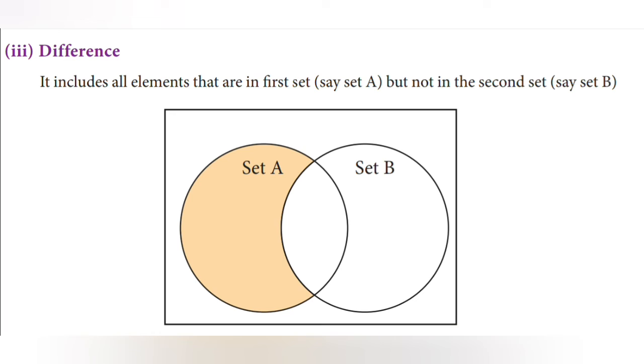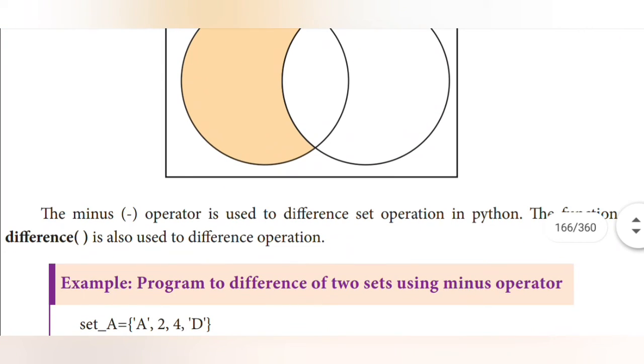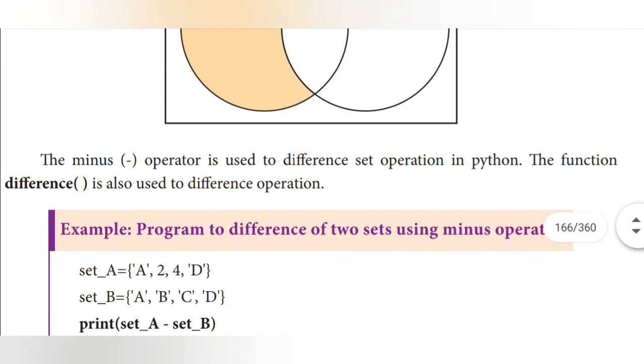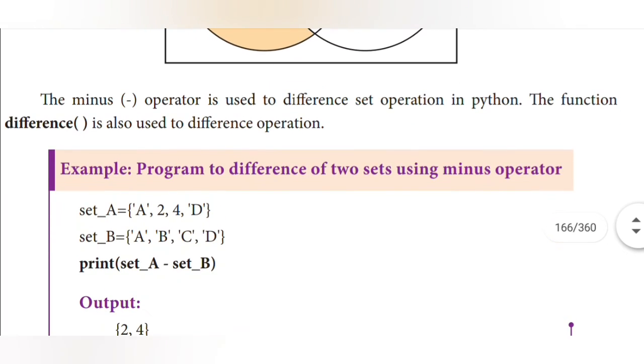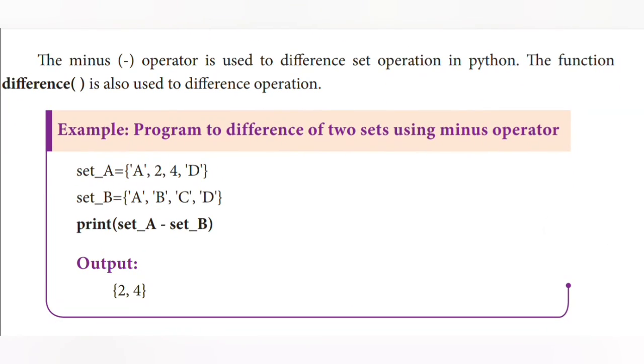Difference includes all the elements that are in the first set but not in the second set, say set B. So difference means it takes all the elements of set A and omits the common elements, and the set B elements also. The symbol used for the difference operation is the minus operator. Either we can use the minus operator or we can use the function name difference.